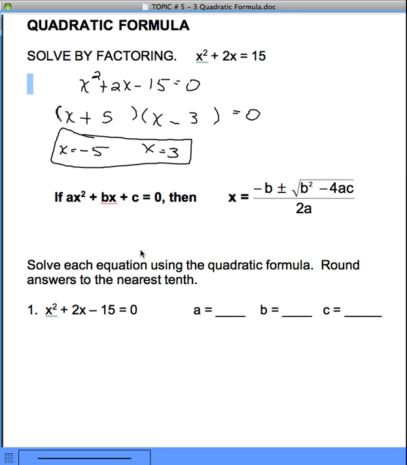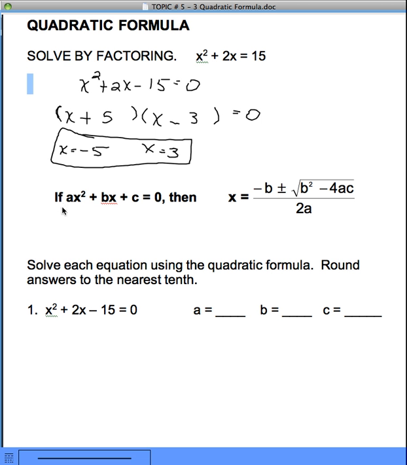Well, there's another way we can solve these, and that's using the quadratic formula. And this is critical, especially when you can't factor. Now, sometimes it doesn't matter. If you can factor it, you can solve it either way. If you can't factor it, then you have to use the quadratic formula. And this is the quadratic formula. It looks pretty complicated, but it's not too bad.